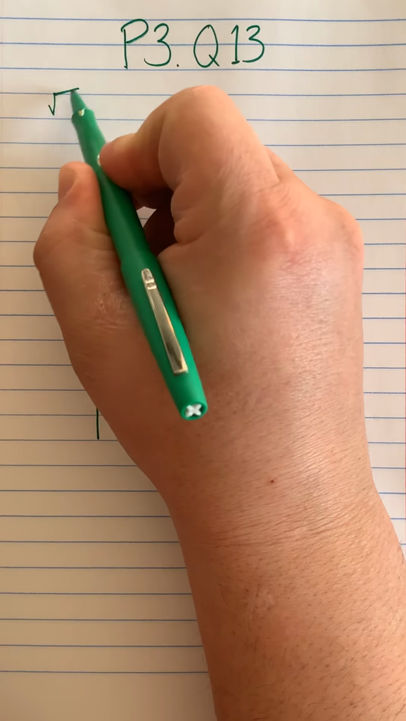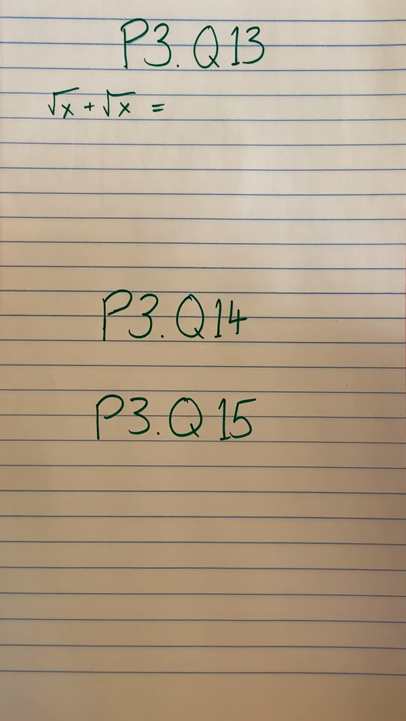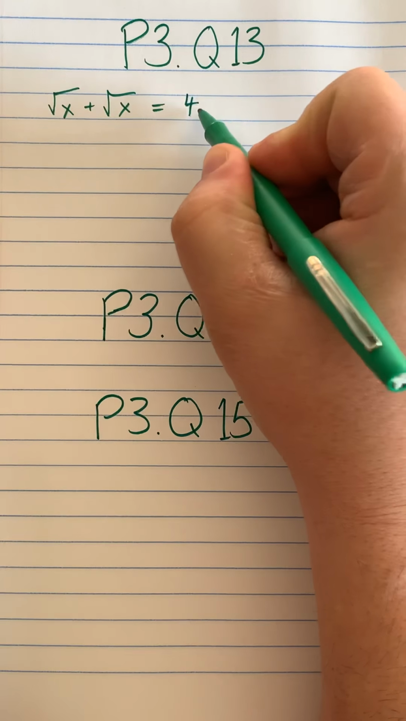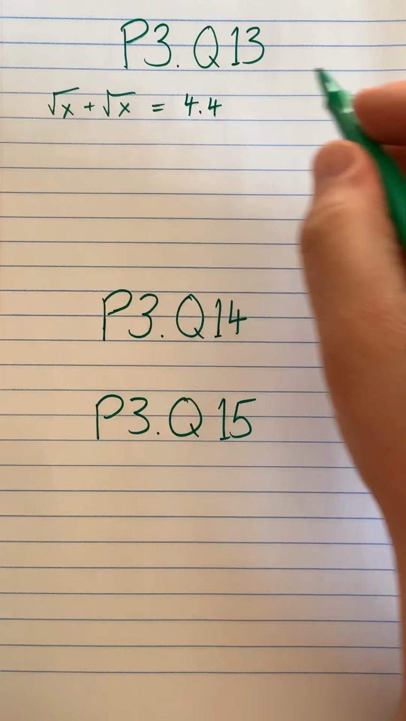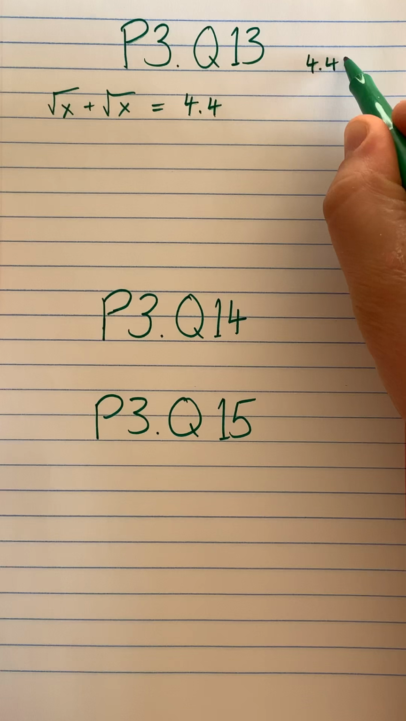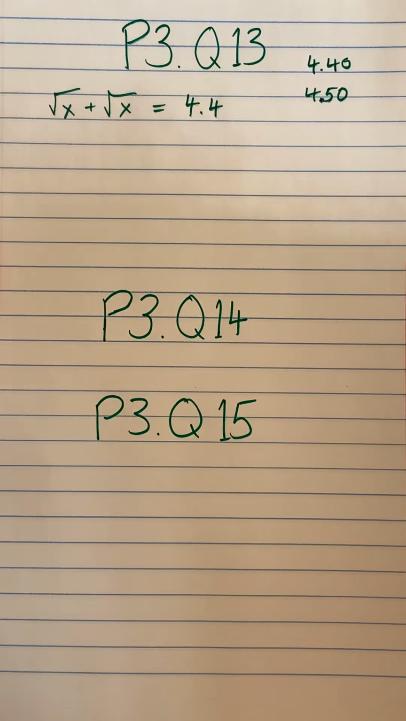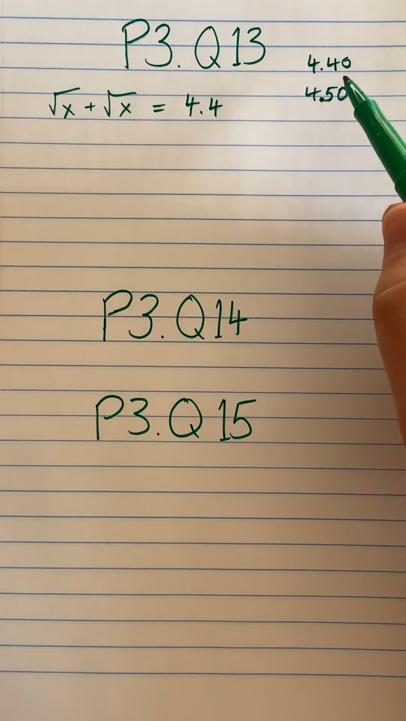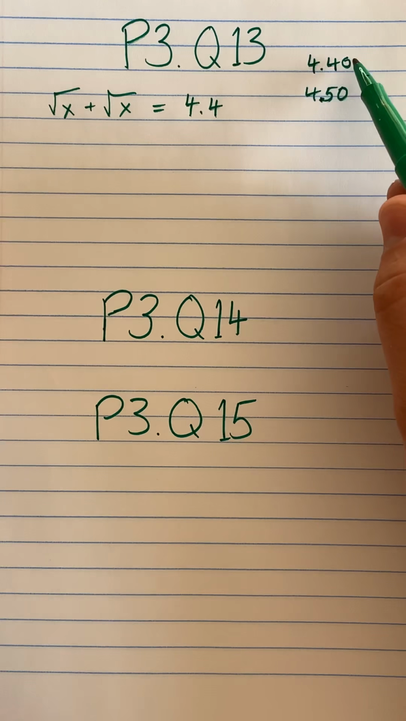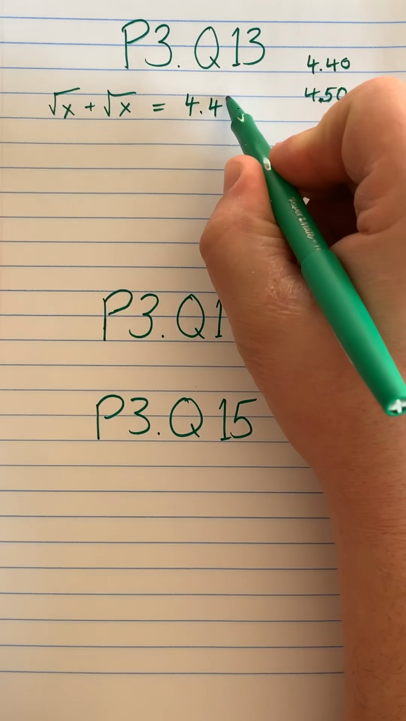So we have the square root of x plus the square root of x, and that's got to equal something between 4.4 and 4.5. So we could just say 4.4. Well, if you're not sure about that, let's go back. 4.4 can be written as 4.40. 4.5 can be written as 4.50. And when you write it like that, then it's easy to say, oh, between 4.40 and 4.50 would be 4.45, in the same way that 45 is between 40 and 50. So we're going to say 4.45.